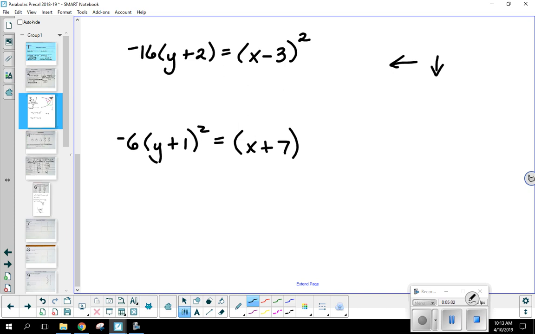Or wait a minute, what'd you say, Erica? I'm sorry, it is opening down. I'm a senior. Just forget what I said. It is opening down. So we chose down because not only is your coefficient negative, but x is squared.